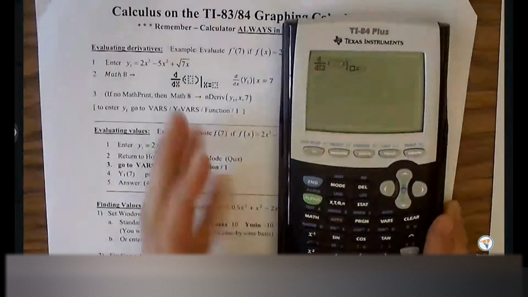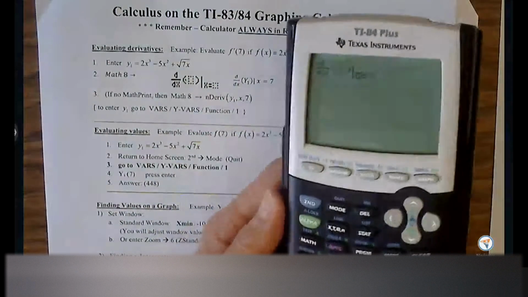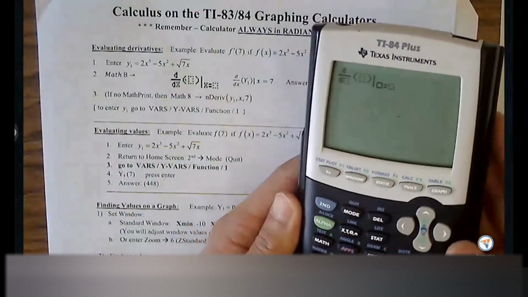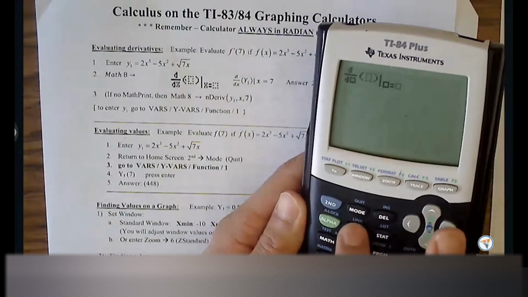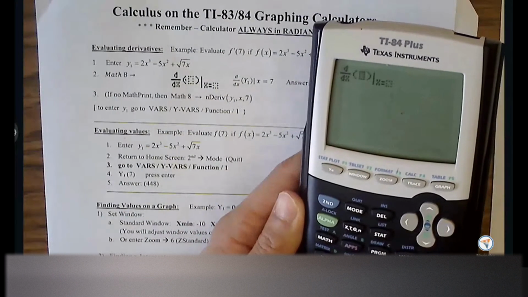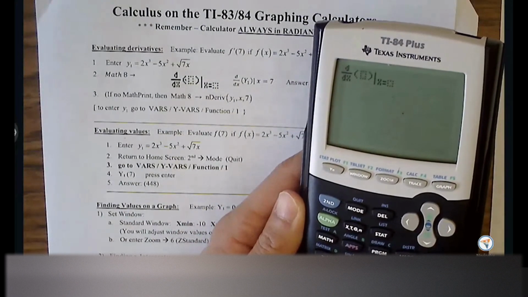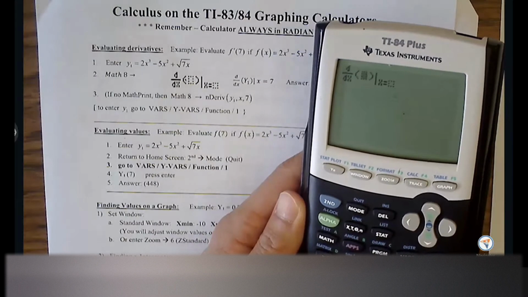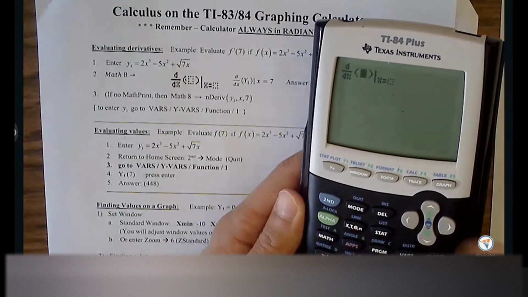Okay. And you're going to put x into that space there. It's always d over dx, even if your problem on paper is a different variable like theta or t or y. Don't make the calculator switch variables. Always use x. It's going to complain if you use other variables. So just always give it x.